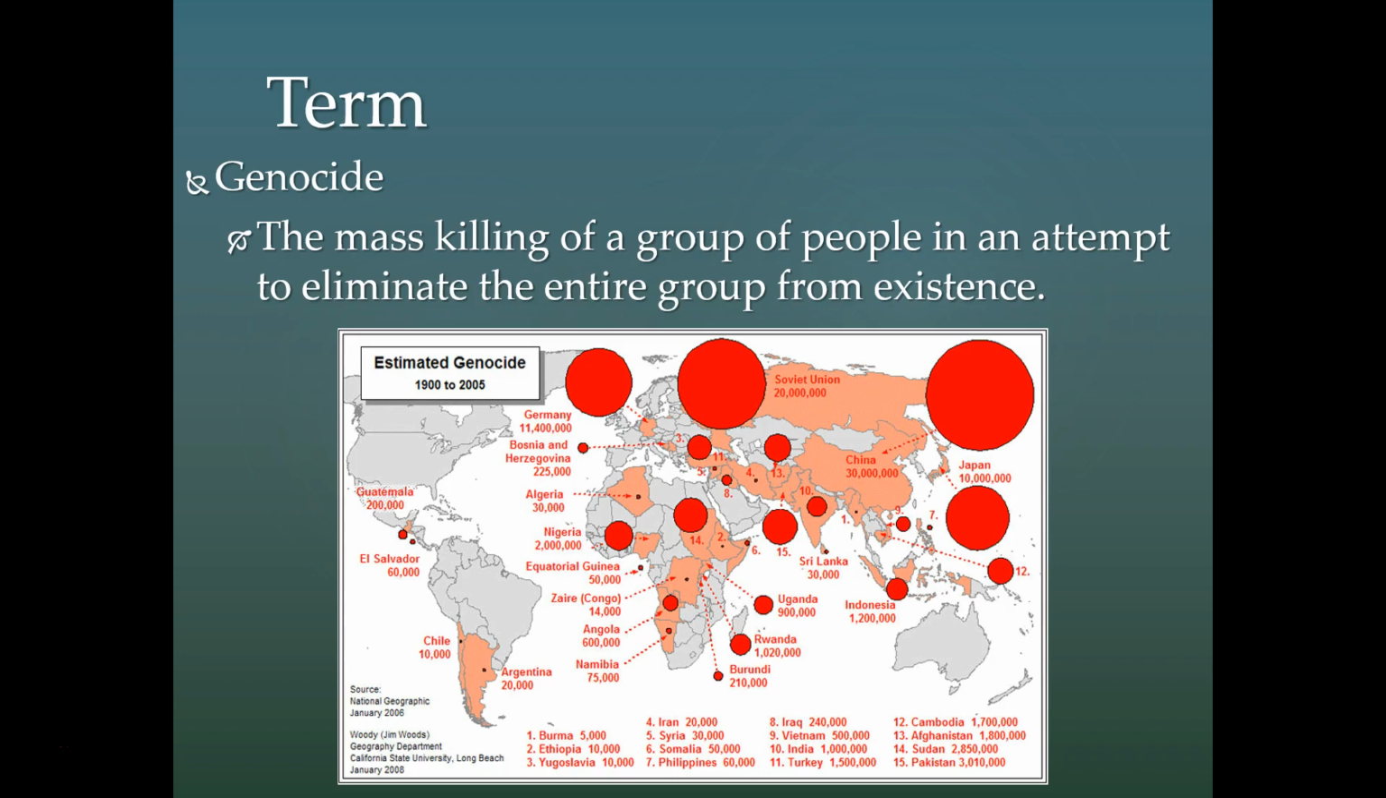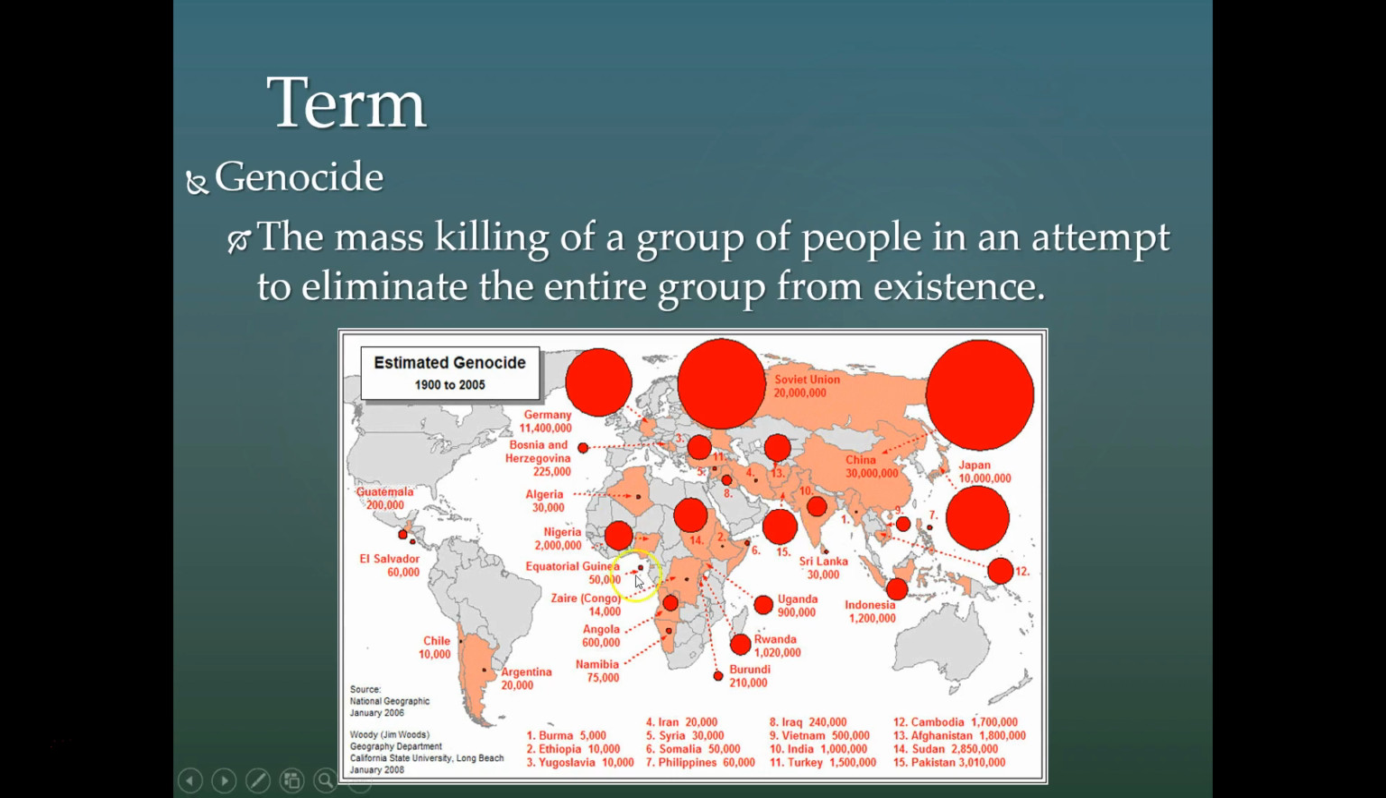So next term, extreme ethnic cleansing can end in genocide. Genocide is the mass killing of a group of people in an attempt to eliminate them from existence. So remember, ethnic cleansing is trying to move a group or get rid of a group. Genocide is doing ethnic cleansing by mass killing. So this is as bad as you can get right here.